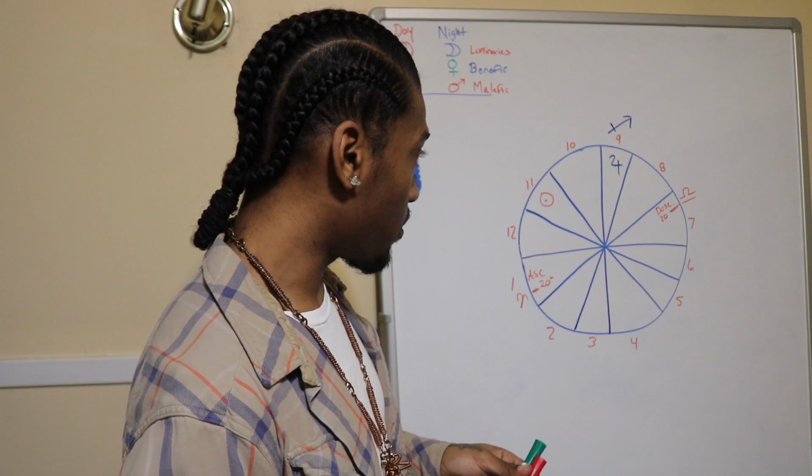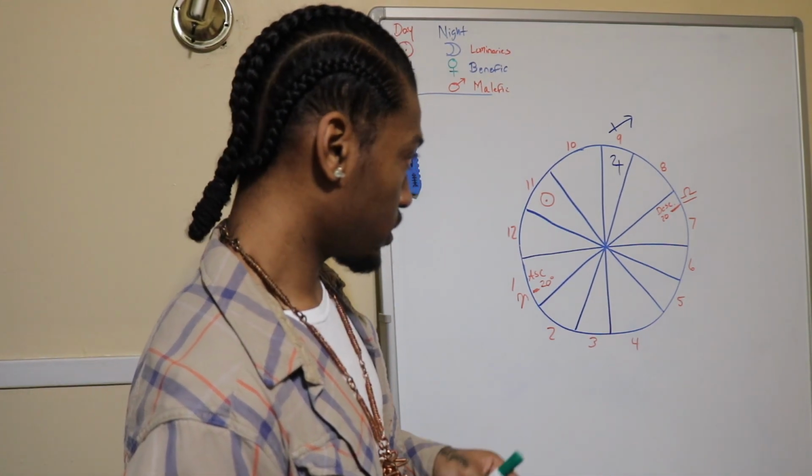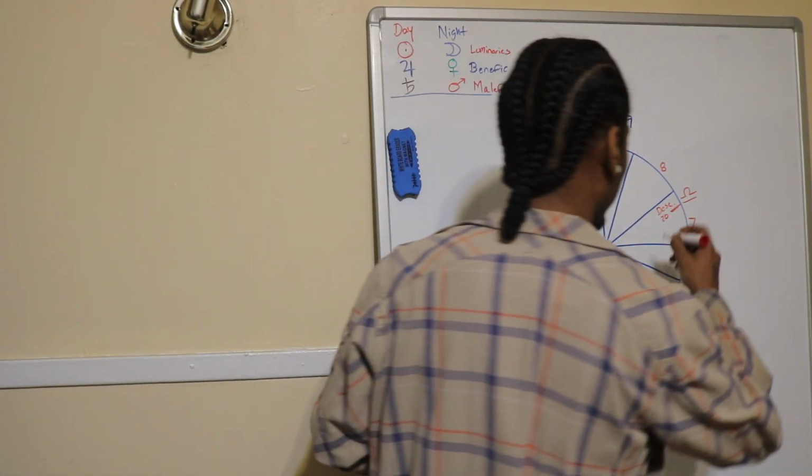So let's say that you had Mars in your 7th house.